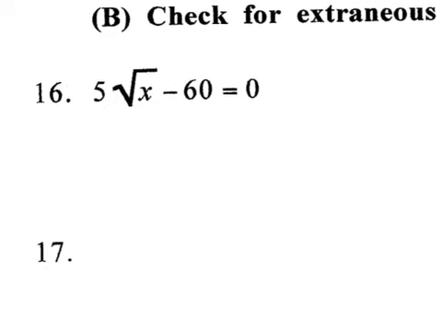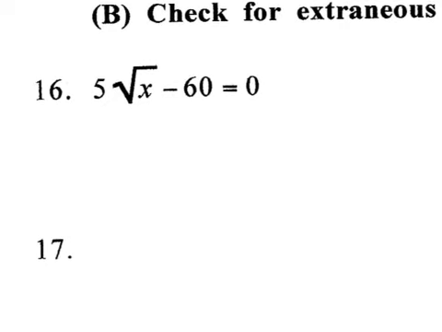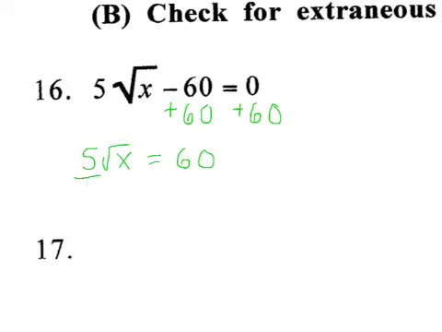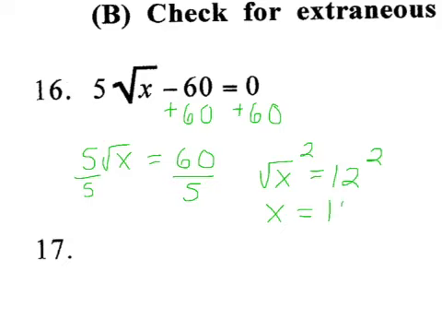Let's move down to number 16. So for number 16, we first want to add the 60 to the other side. So we have 5 square root x equals 60. We want to get rid of that 5 before we square it. So we end up with the square root of x equals 12. After we square both sides, we get the final answer, x equals 144.